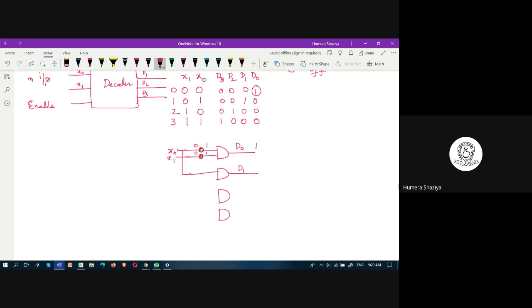This is an inverter. An inverter you can write in two ways. This is an inverter, or you can just use a small bubble as an inverter. This is how you ensure that when both are 0 0, D0 would produce value 1. Suppose now X0 is getting 1 and X1 is getting 0, but you want D1 to produce 1. When X0 is 1 and X1 is 0, you want D1 to produce 1. So how do you ensure that? If you put an inverter at the X0 side, this is X0, and you use this inverted value, then you can get here 1, right?